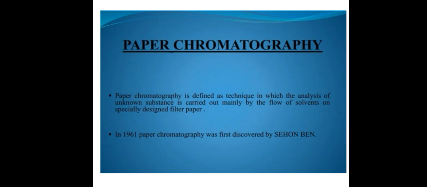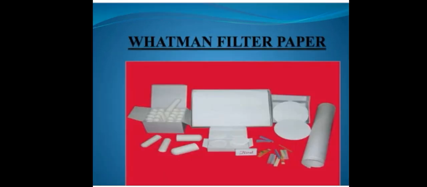Then I describe the topic of paper chromatography. What is paper chromatography? Paper chromatography is defined as a technique in which the analysis of an unknown substance is carried out mainly by the flow of solvent on specially designed filter paper. In 1961, paper chromatography was first discovered by Seon Ben. In paper chromatography, flow of solvent occurs and filter paper is used, specifically this filter paper, which is shown by this diagram.